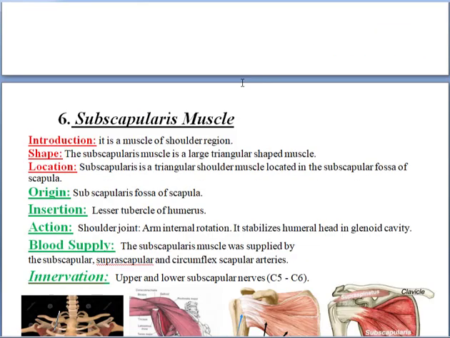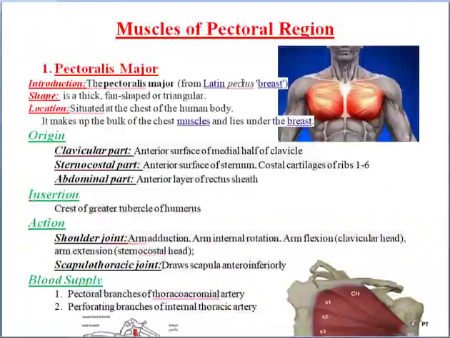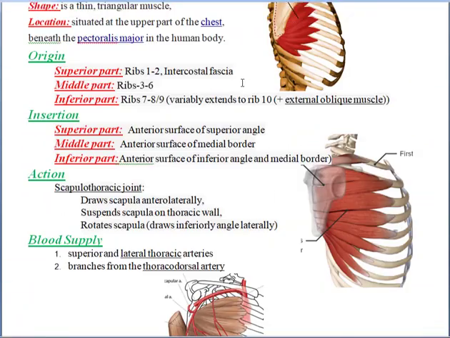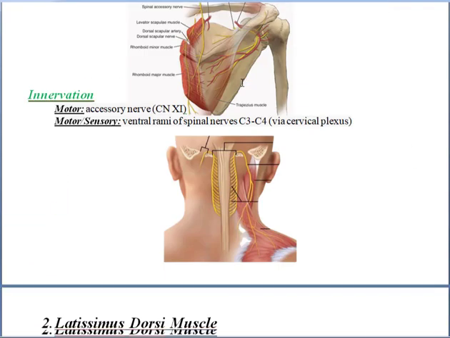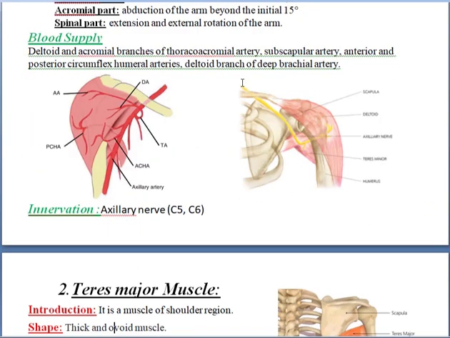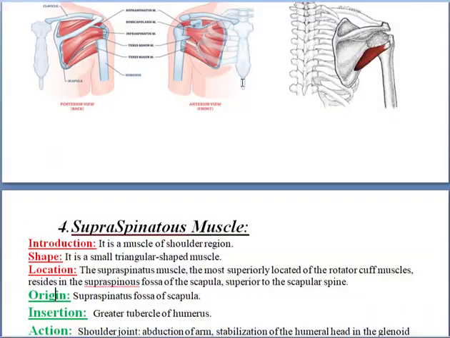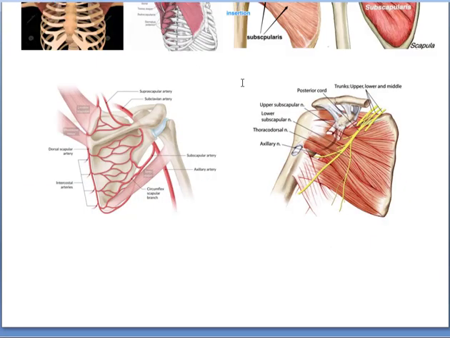Now what did we discuss up to now? We have discussed the muscles of the pectoral region. Then we discussed the muscles of the back region: trapezius muscle, latissimus dorsi muscle, levator scapulae muscle, rhomboid major and rhomboid minor, right? And then we discussed the muscles of the shoulder region: deltoid muscle, teres major, teres minor, supraspinatus, infraspinatus and subscapularis muscle. So up to now we discussed the muscles of the shoulder region.